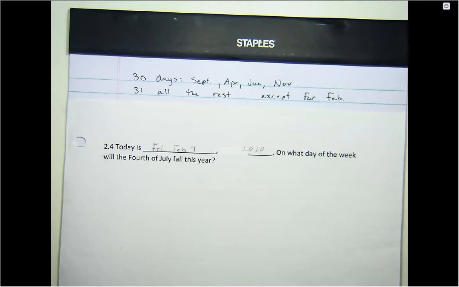29 minus 7 is 22. So there's 22 days left. So it'll be the 3rd of April, plus 7 is 10, plus 7 is 17, plus 7 is 24, plus 7 is 31. 31 days. Okay, July 1st. June has 30 days.